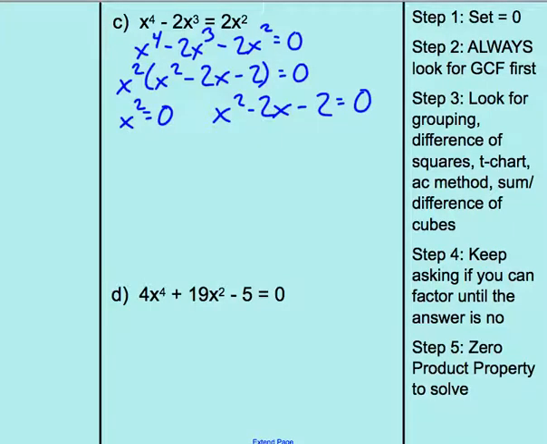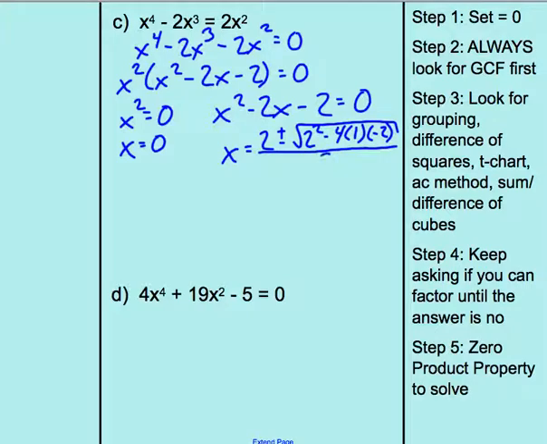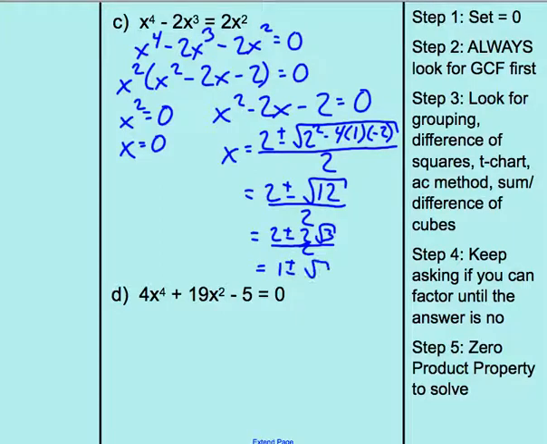Obviously our first equation, take the square root, we get x equals 0. Second one, x equals -b plus or minus the square root of b squared minus 4 times a times c, all over 2a. Simplifying under the radical, we have 4 plus 8, which is 12. So we're going to simplify that. 12, of course, is 4 times 3, taking the square root of 4. And then dividing everything by 2, we get 1 plus or minus the square root of 3.